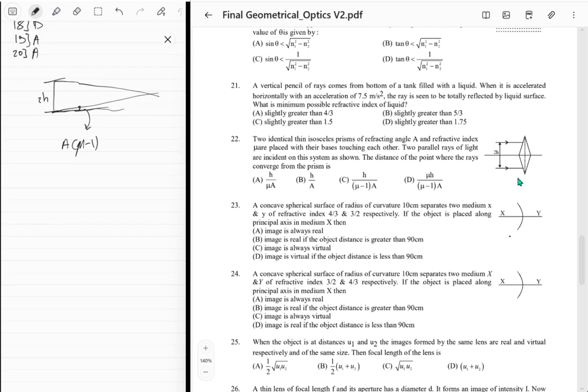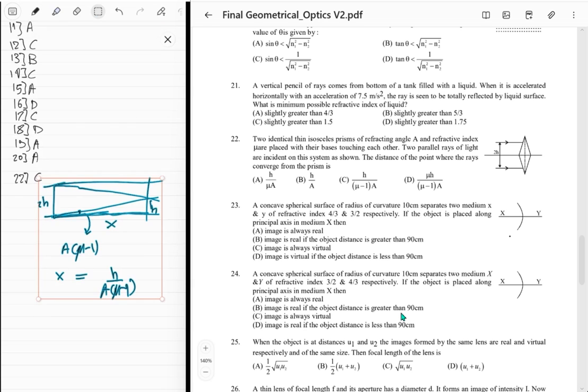Okay, and then these are going to meet somewhere over there. Of course, it's symmetric, so this has to be height h. And then they want how far away will these meet. So this distance will be x. Of course, h upon x, which is tan of this angle, is approximately equal to this angle. So x is just equal to h upon A times (mu minus 1). Where is it? It's at C. So 22 is C.